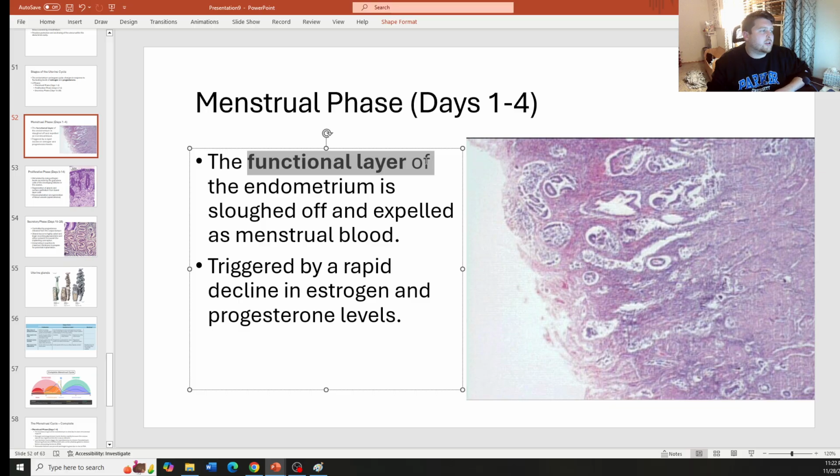This is when the functional layer of the endometrium is sloughed off and expelled as menstrual blood. It's triggered by a rapid decline in hormones, specifically estrogen and progesterone. This is when the corpus luteum changes to the corpus albicans, and now the corpus albicans is no longer secreting estrogen and progesterone, so the levels drop, and that's when you get the beginning of the period.